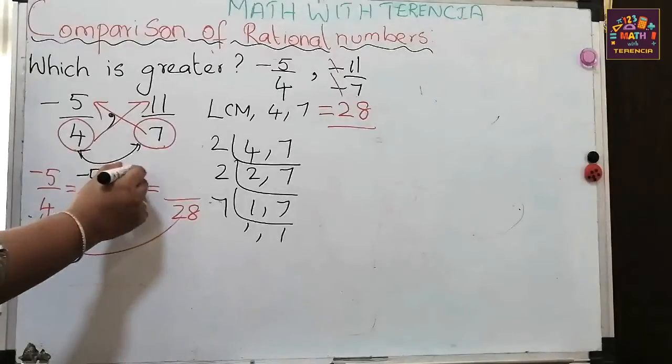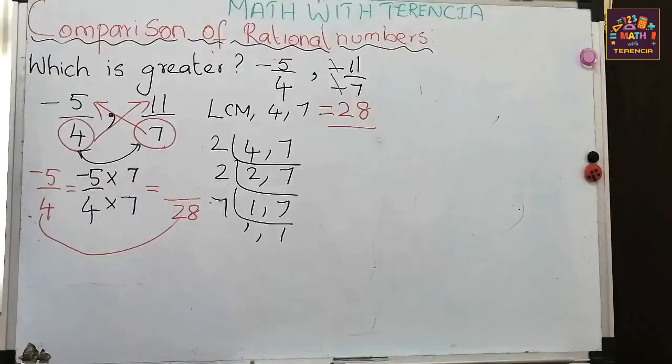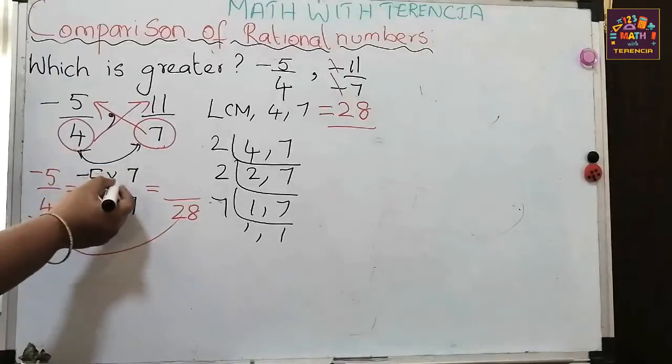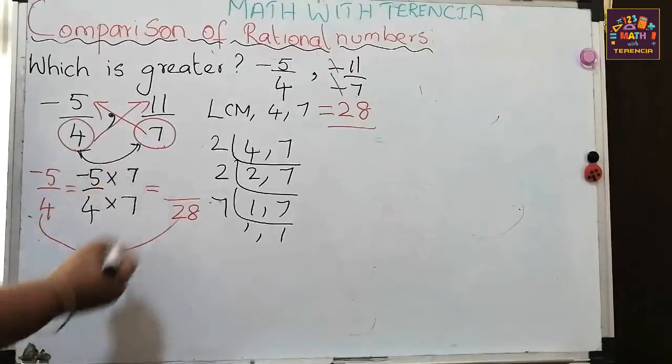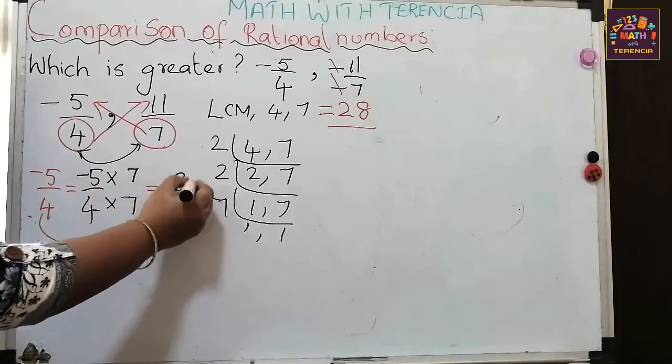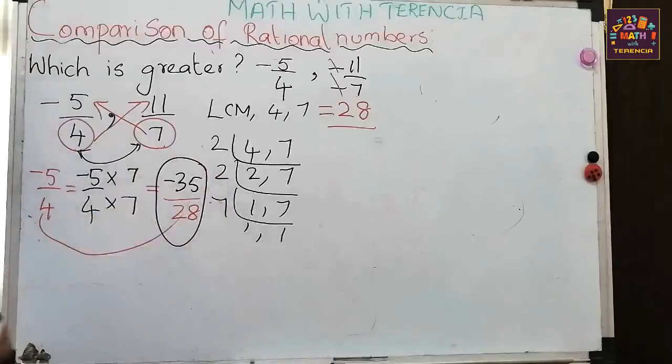The same number we need to multiply to the numerator. So minus 5 times 7 by 4 times 7. Minus 5 times 7 is minus 35. So the fraction I have changed is minus 35 by 28.